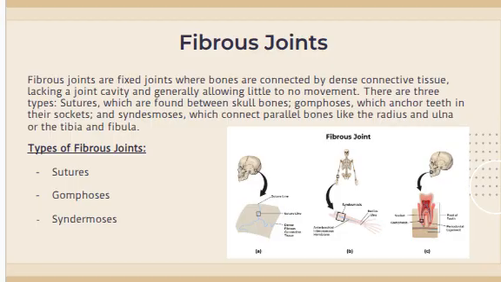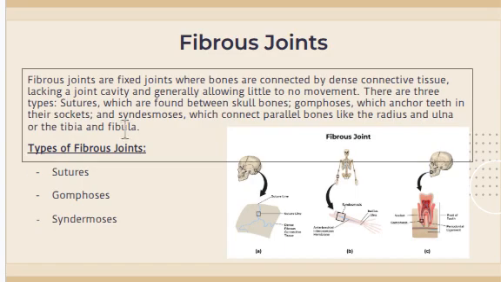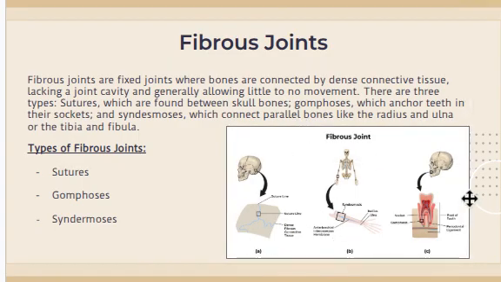And then moving on to the syndesmosis. So syndesmoses are located where two parallel bones are united by a band of fibrous tissue, which is the ligament, or a broad sheet of connective tissue called an interosseous membrane. So examples of these include the radius and the ulna of the forearm, and the tibia and fibula in the leg, and it allows for a slight amount of movement between the bones, unlike sutures and gomphoses. And then over here we have a little picture of each one.